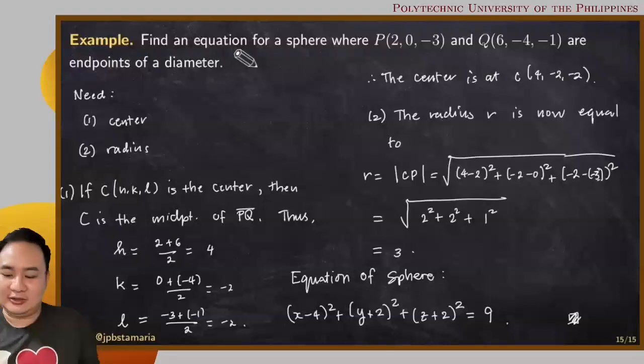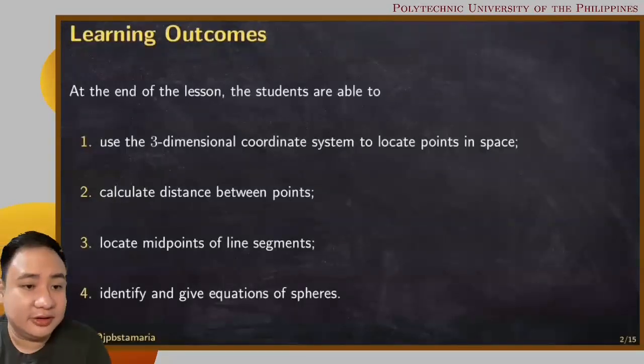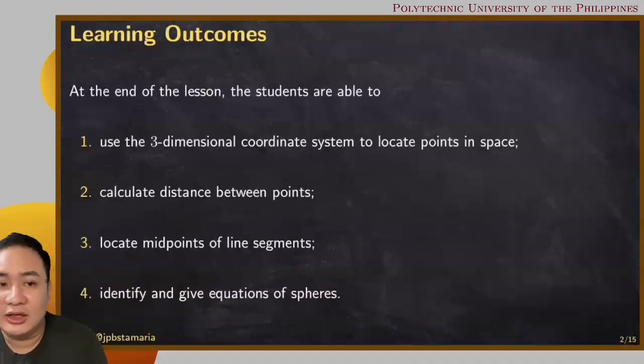So, for today, anong mga natutunan natin? Let us summarize. For today, we have learned 4 things. First, we learned how to use the three-dimensional coordinate system to locate points. Second, we were able to learn how to calculate distance between points. Third, to locate midpoints of line segments. And 4, to work with equations of spheres.